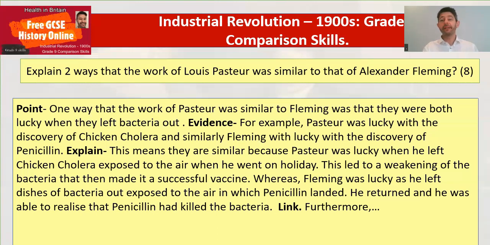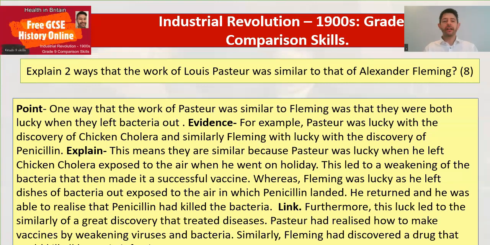Maybe I could link to the other people who then use this luck to make further discoveries. So furthermore, this luck led to the similarity of a great discovery to treat diseases. Pasteur realised how to make vaccines by weakening viruses and bacteria. Similarly, Fleming had discovered a drug that could kill all bacteria or infections. So I've linked to further in time. The significance of these discoveries over time is that basically Pasteur has invented how to make vaccines to solve viruses, and Fleming has discovered the panacea, the drug that kills all bacteria, for the future as well. So I could develop that a bit more to talk about the huge significance of their discoveries by their pure luck.